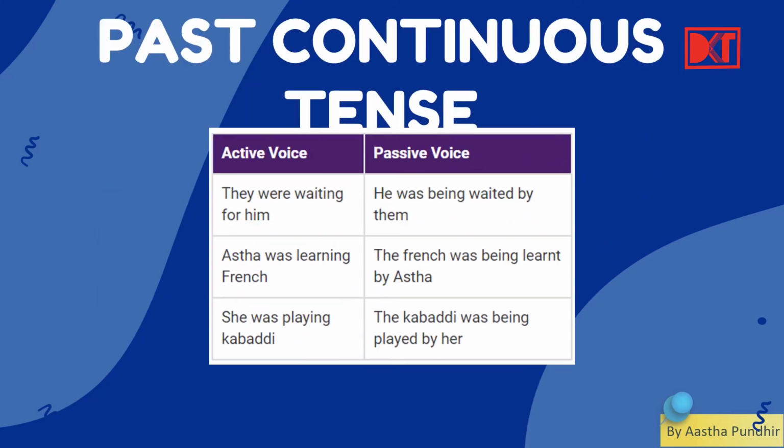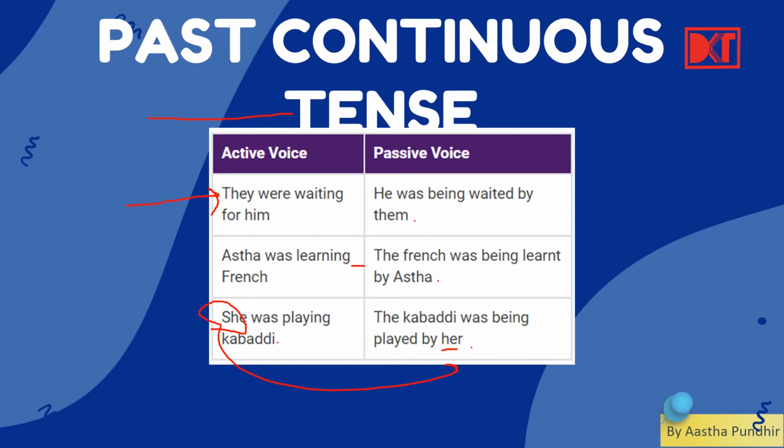Okay, so here we have past continuous tense. Let's see how it is being changed. They are waiting for him. He was being waited by them. Right. Aastha was learning French. French was being learned by Aastha. And she was playing kabaddi. The kabaddi was being played by her. She got converted to her.